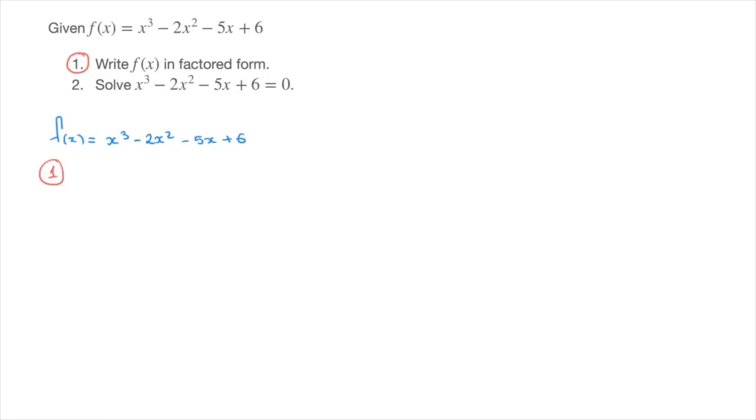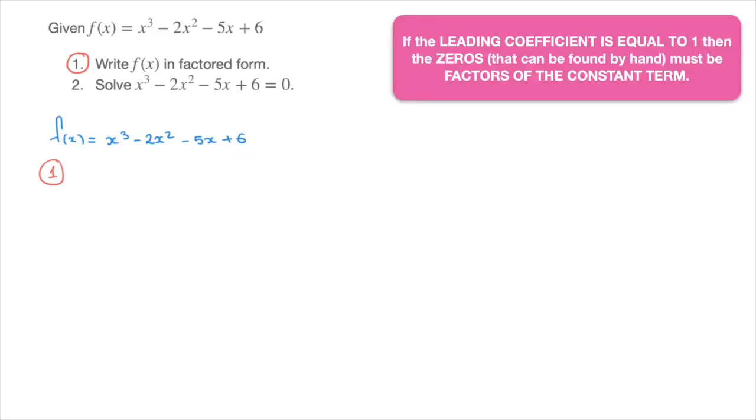Now, looking at the function that we have here, we notice that the leading coefficient, that's the number multiplying the highest power of x, is 1. Indeed, we have 1x cubed. When that happens, we can often find the zeros, or at least one zero of our function, by looking at the factors of the constant term inside our polynomial. So in this case, those would be the factors of 6.